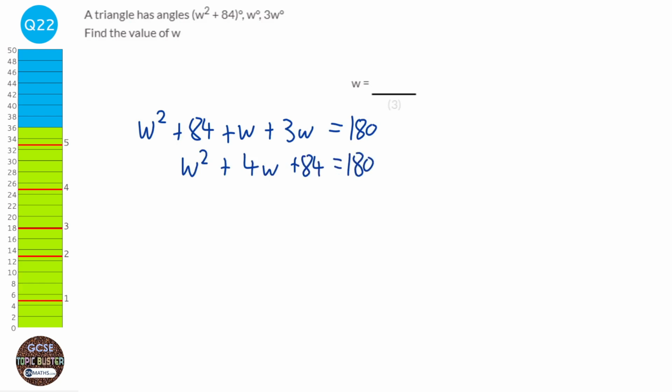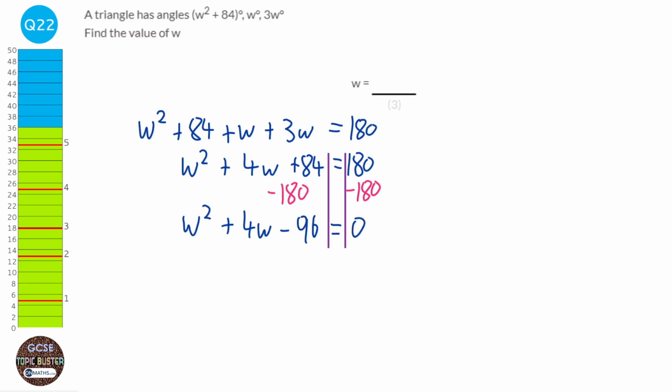Now, with quadratics, whenever we're looking to solve, we want to have it equal to 0. So what we're going to do is we're going to take away the 180 from both sides, so it equals 0. So we've got the w squared plus the 4w, but we want to take away the 180 from it, which will give us minus 96 equals 0. So with quadratics, when we're trying to solve them, we need to put them into brackets. And to do that, we need two numbers that add together to make the 4 here and multiply together to make the 96 here.